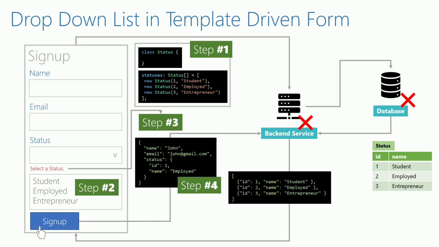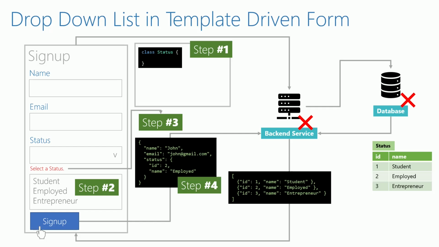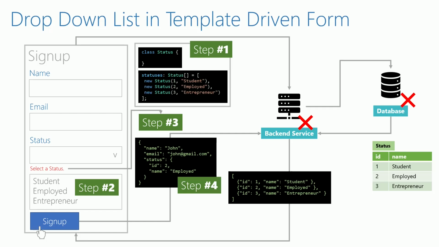We are going to define a TypeScript class for status. Based on the status class, objects will be created and included in an array with hard-coded status data, and we are not going to get this data from backend service and database. In this video, we will implement the first step to define the status data in the component.